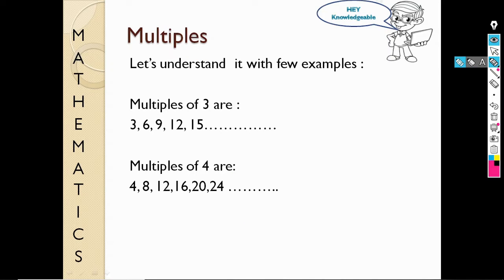So let's try to understand multiples. Let's see some examples. Multiples of 3 are 3, 6, 9, 12, 15 and so on. Multiples of 4 are 4, 8, 12, 16, 20, 24 and so on.